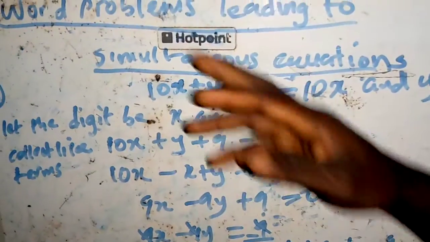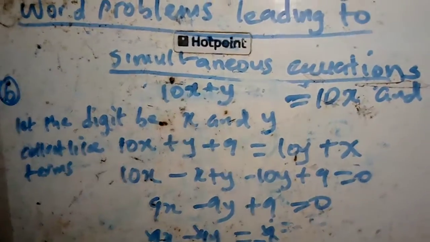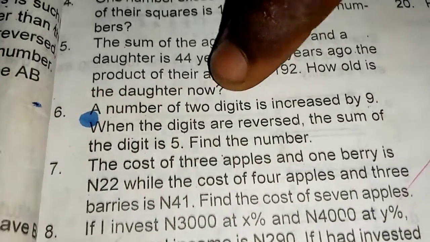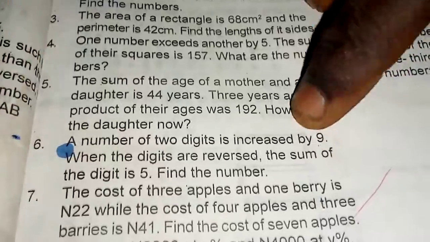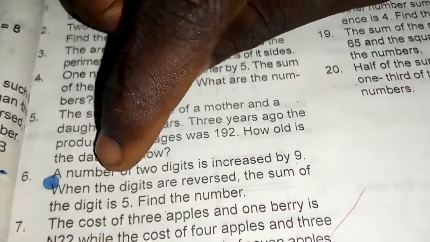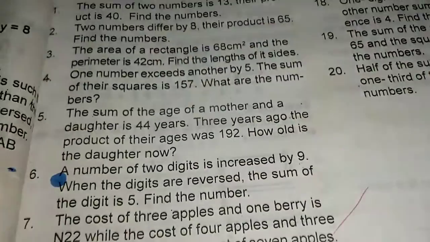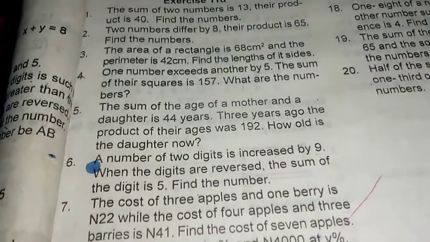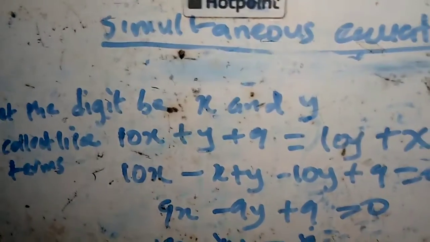So, simultaneous equations and word problems. Looking at the first question: a number of two digits is increased by 9 when the digits are reversed. The sum of the digits is 5. Find the number. So, looking at the question on the board.